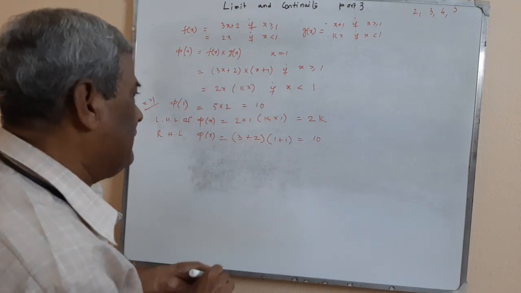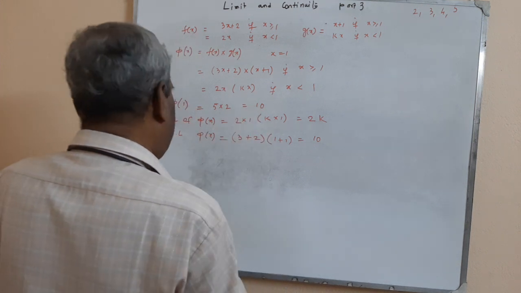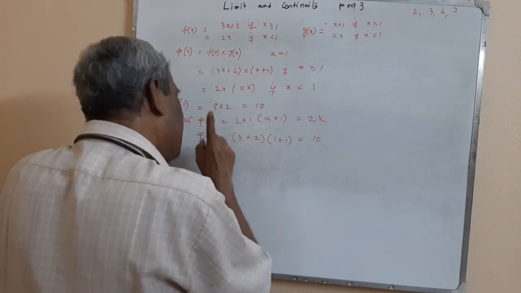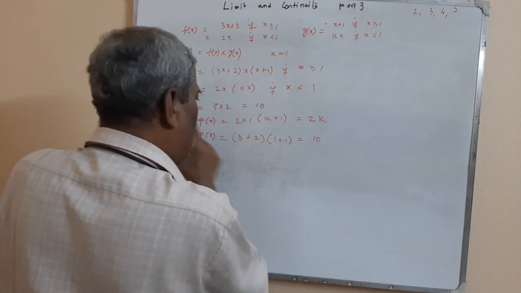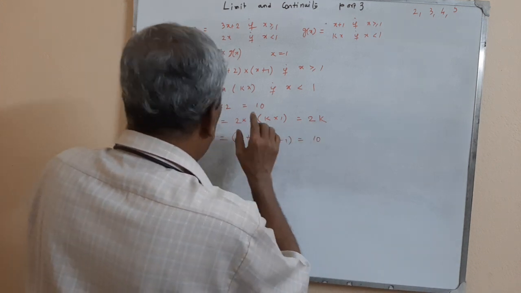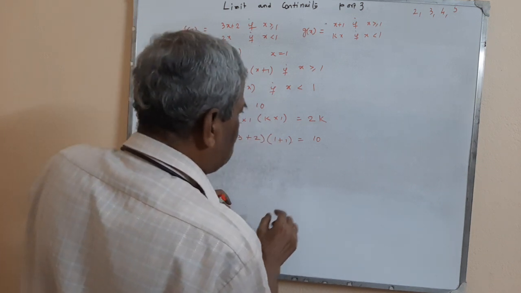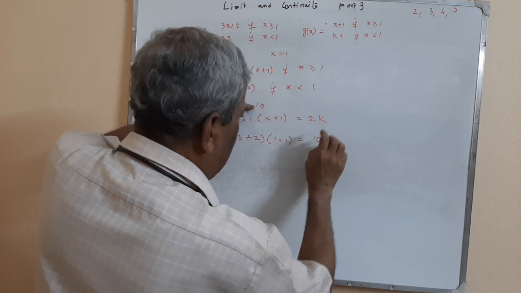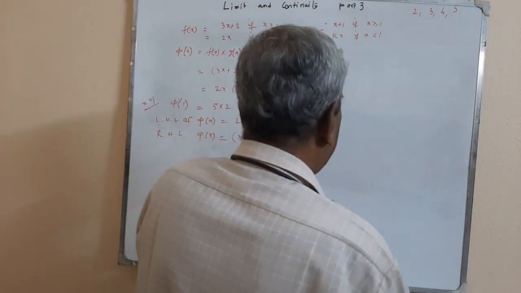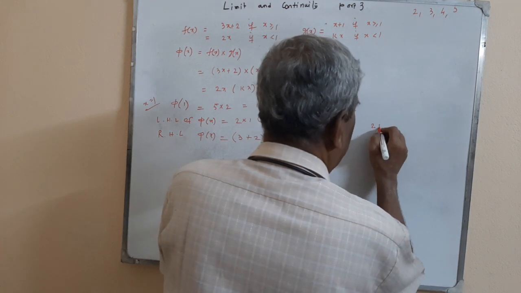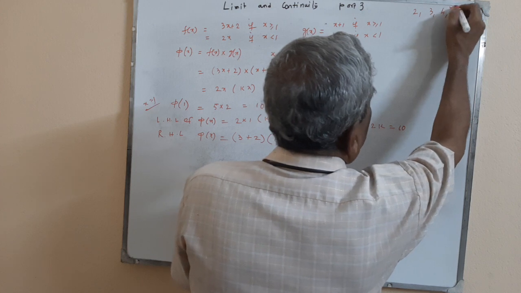So we arrive at the conclusion that phi(1) is equal to 10. Left hand limit at x equal to 1 is 2k. Right hand limit at x equal to 1 is 10. Because the function is continuous at x equal to 1, these three must be the same. 10, 10 they are equal. So we must get 2k equal to 10, that is k equal to 5. So this option is correct.